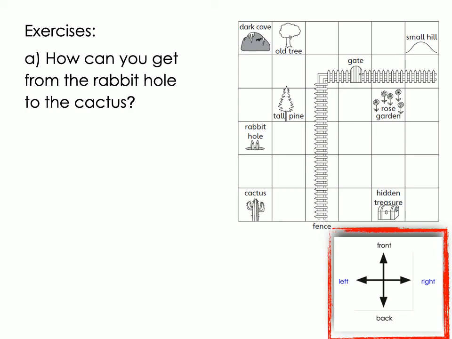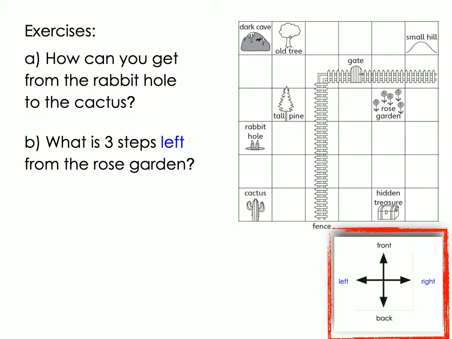The way this is going to work best is if you will tell your mom or your dad or your brother or your sister or your grandmother or your dog the answers before I do. First question, how can you get from the rabbit hole to the cactus? I see the rabbit hole is 2 squares above the cactus, but we're not going to walk up. That's right. You'll have to take 2 steps forward, or you're going to go 2 squares forward.